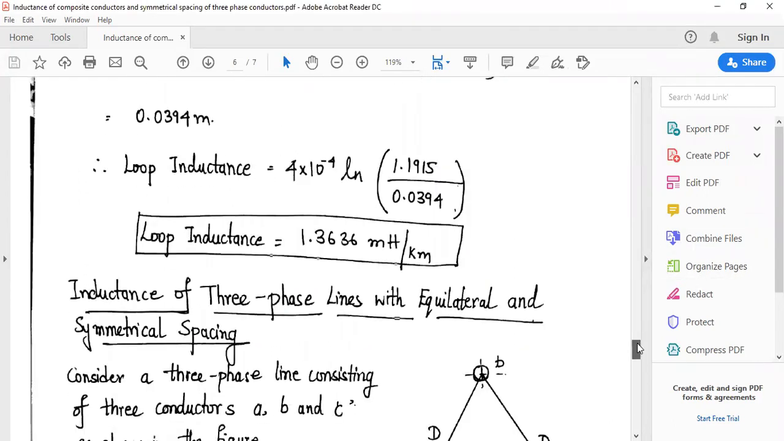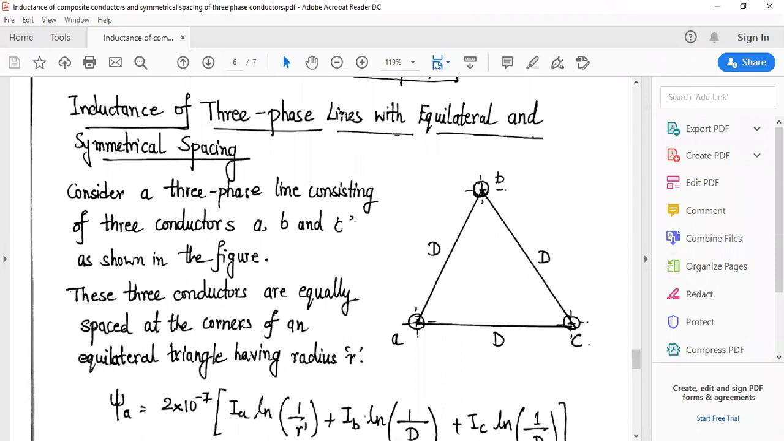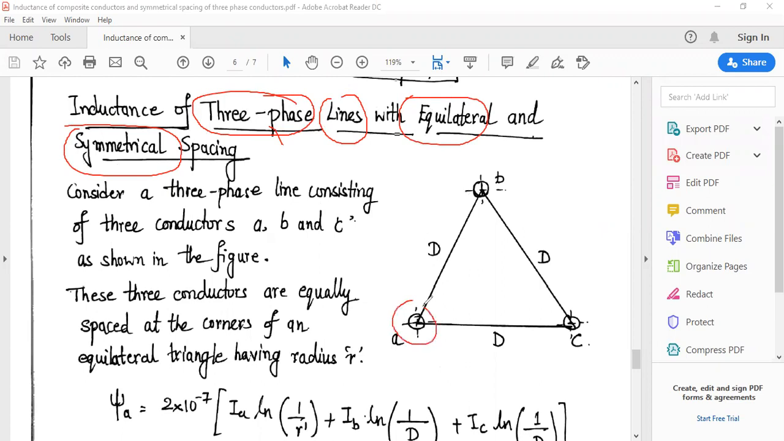Moving on to the next derivation, I have inductance of a three-phase system. So we are moving now to a three-phase line with equilateral and symmetrical spacing. So when I say equilateral and symmetrical spacing, I have three conductors. Once I have three phases, I'll be having three such conductors at equal distances from each other. So the distance will be D for each and every conductor that is being present.